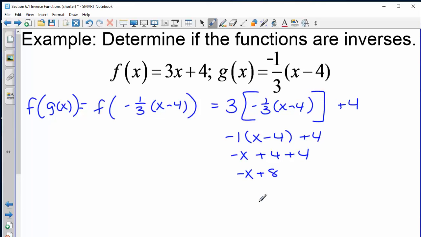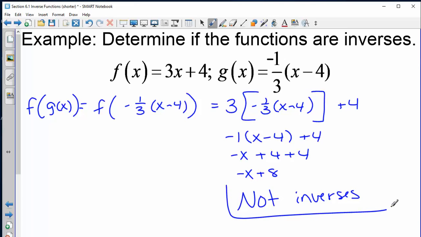So what does that mean? They're not inverses. We don't have to do any more. If one works, you have to make sure they both work. But if one doesn't, you get stuck. Any questions about that? Could you distribute them to the... Sure. And then multiply your 3. Absolutely.